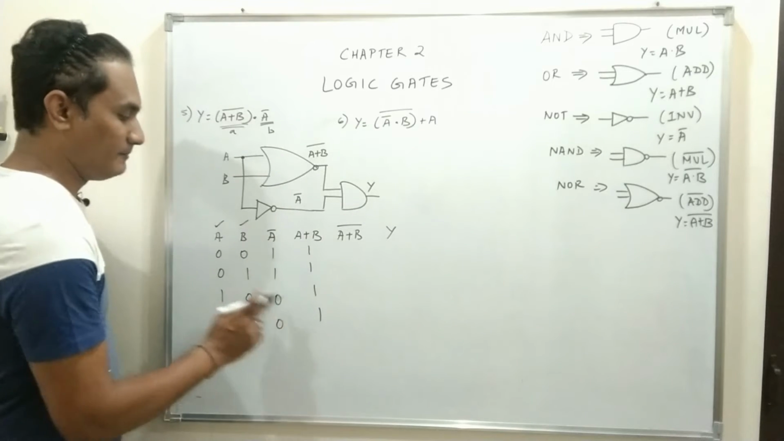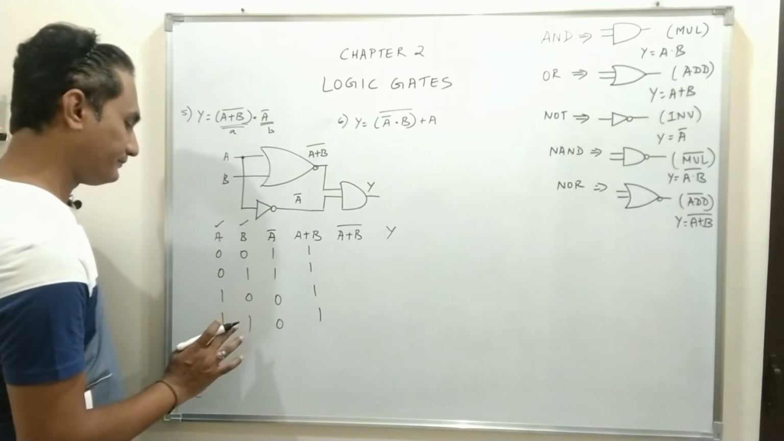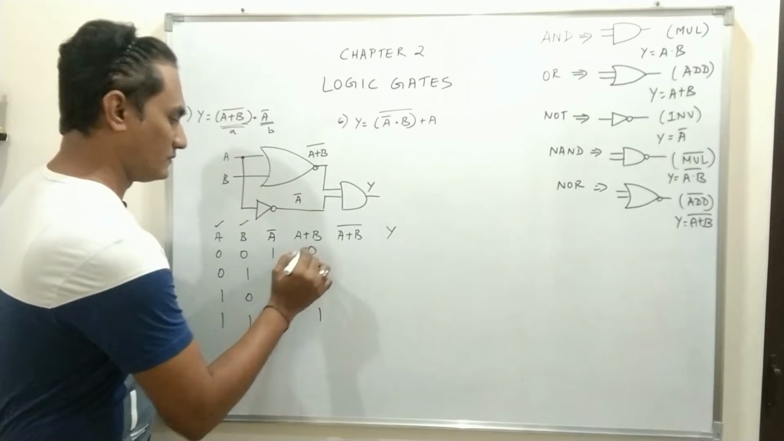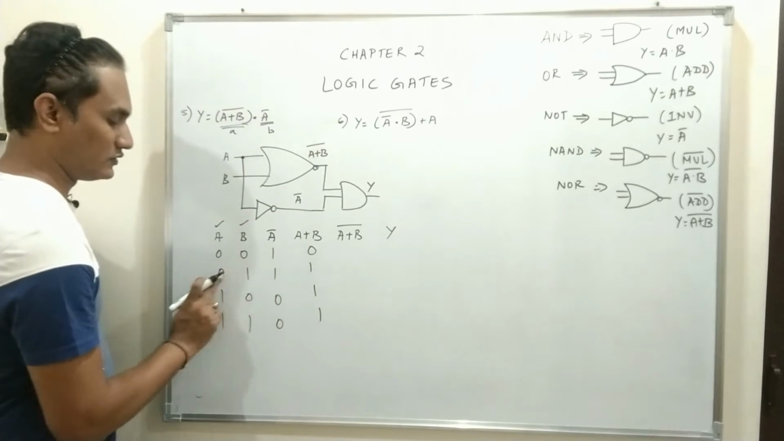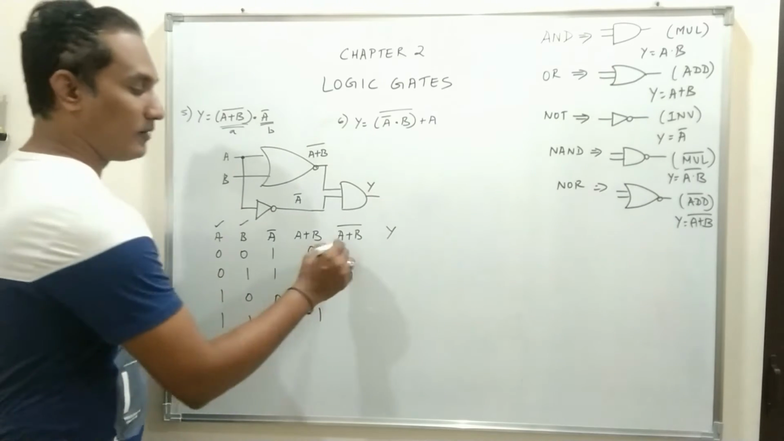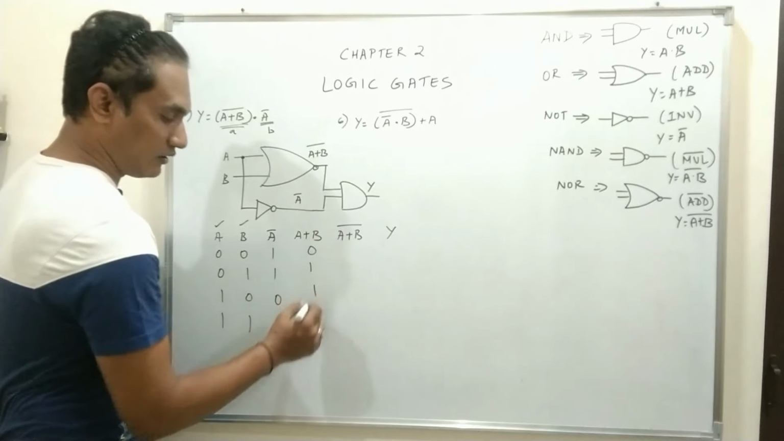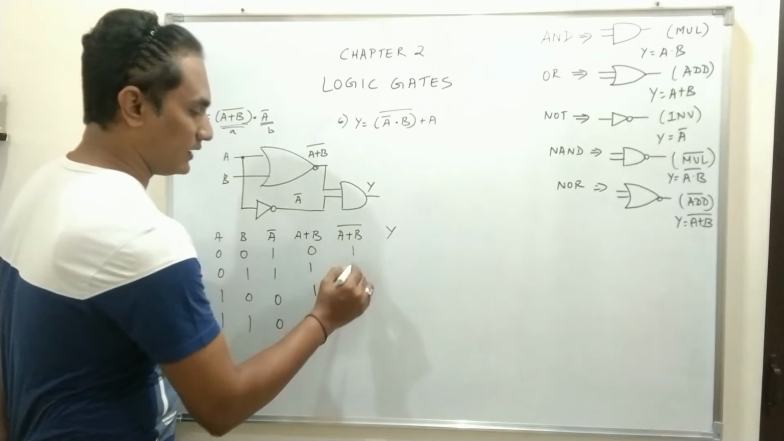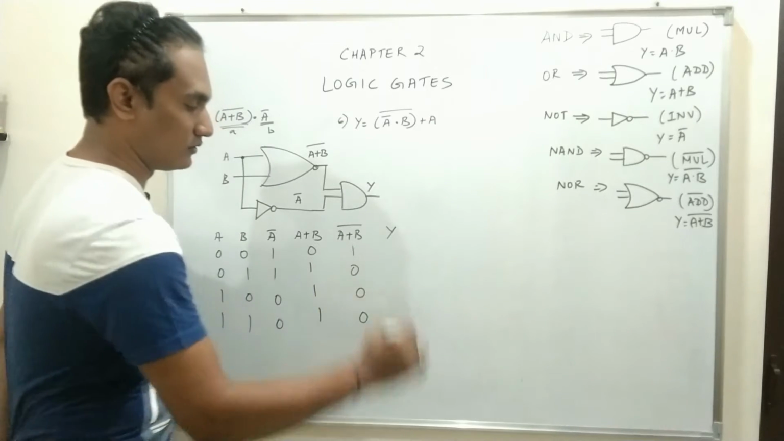So a plus b will be: 0 plus 0 is 0, 0 plus 1 is 1, 1 plus 0 is 1, 1 plus 1 is 1. And the complement of a plus b will be the complement of this entire column. So the entire column will be complemented. It will be 1, 0, 0, 0.